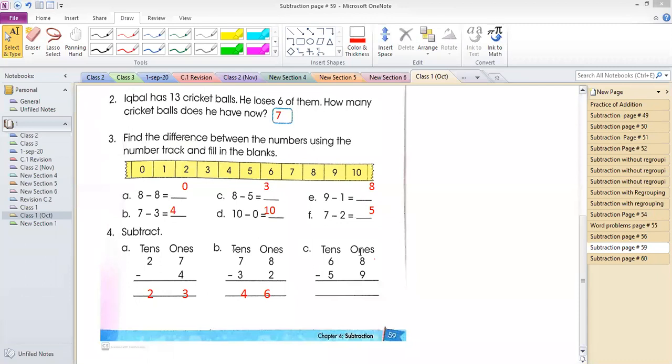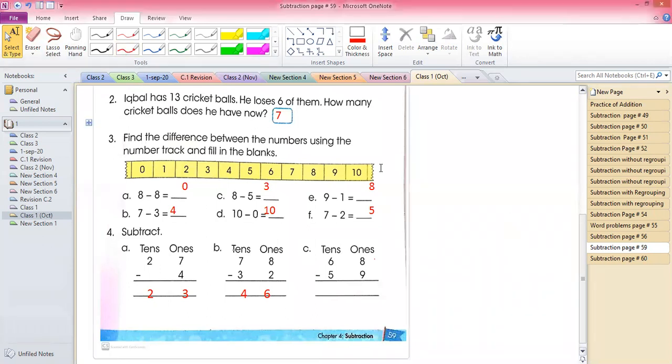Take 1 from 6. Very good. Guys, we cannot minus 9 from 8. Why? Because 8 is smaller and 9 is bigger. If I draw here 8 lines like this, I cannot cut 9 lines. Either I can cut 8 lines or less than 8. I cannot cut 9 lines because 8 is smaller. So we will take 1 from 6.